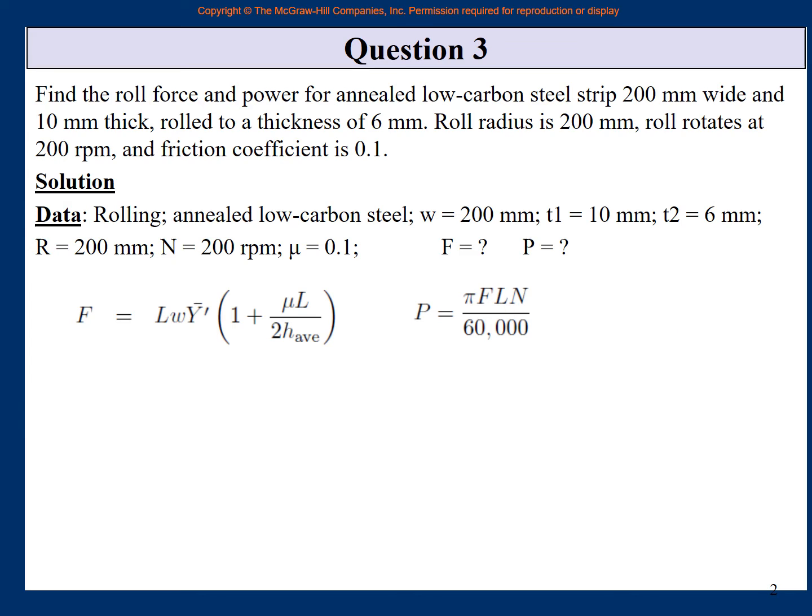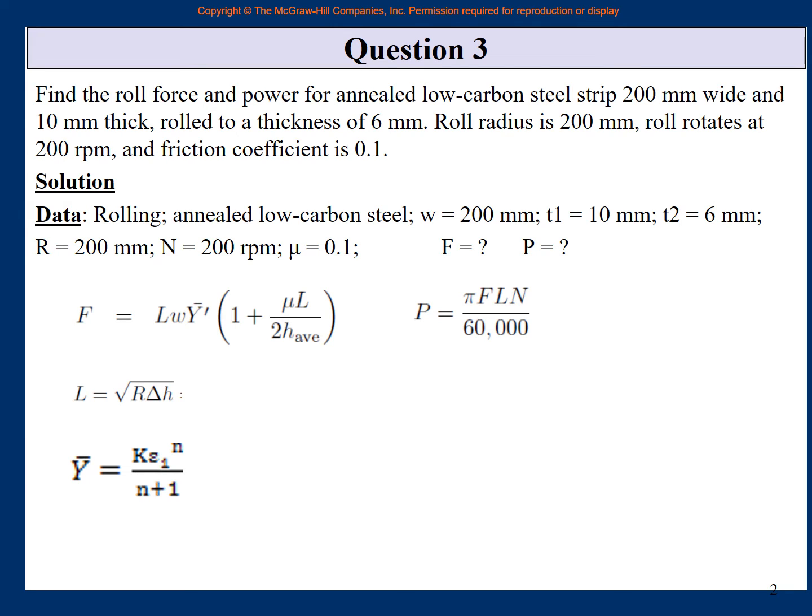So you need to know the roll contact length. From the formula sheet, roll contact length for rolling is under root R delta H, where R is the roll radius, delta H is the height change. Do you know R? Yes, it is directly given. Do you know delta H? Delta H is initial height or thickness minus final height or thickness. We are calling it thickness, they are calling it height. So delta H is this minus this, and R is here. So L is directly found out, no problem at all.